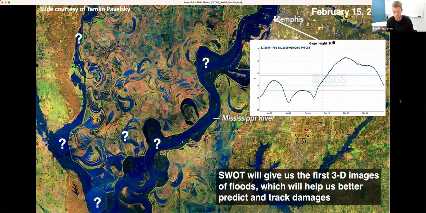And we get the question sometimes, I mean, how is this different than what some of the other satellites that have previously been used to look at rivers and lakes?